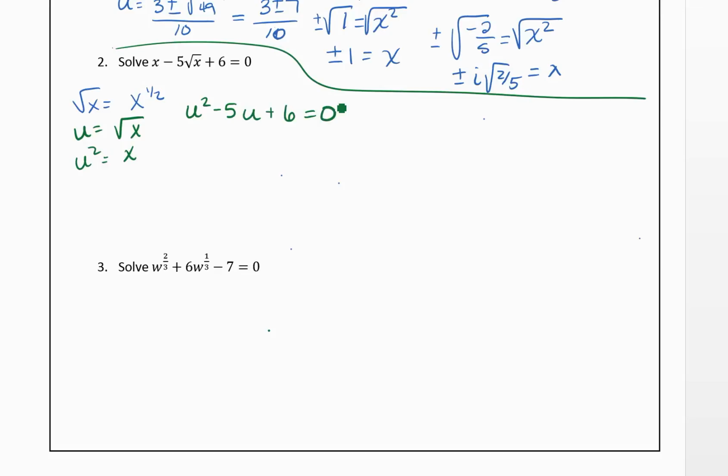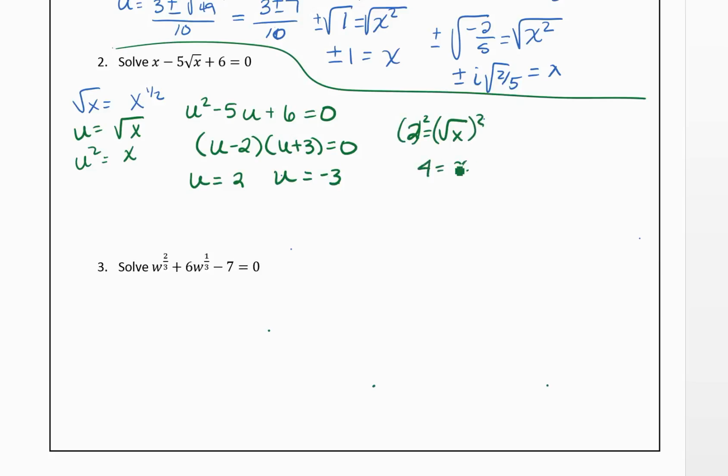Now this quadratic we can solve by factoring pretty easily. So this factors as u minus 2 and u minus 3. So we'd get u equals 2 if we set u minus 2 equal to 0, and u equals 3. Now we have to plug both of those in. So we'd say 2 equals the square root of x. Now to solve for x here, we need to square both sides. So we'd get 4 equals x. And then here we would get 3 equals the square root of x. So we'd square both sides and we'd get 9 equals x. Okay, so those would be our solutions.